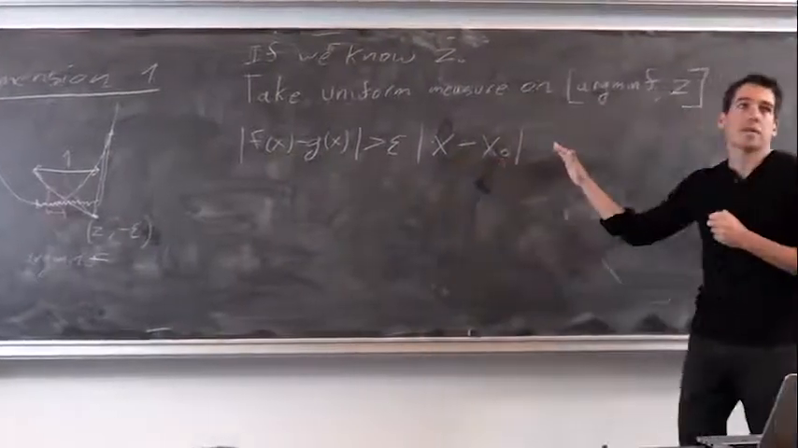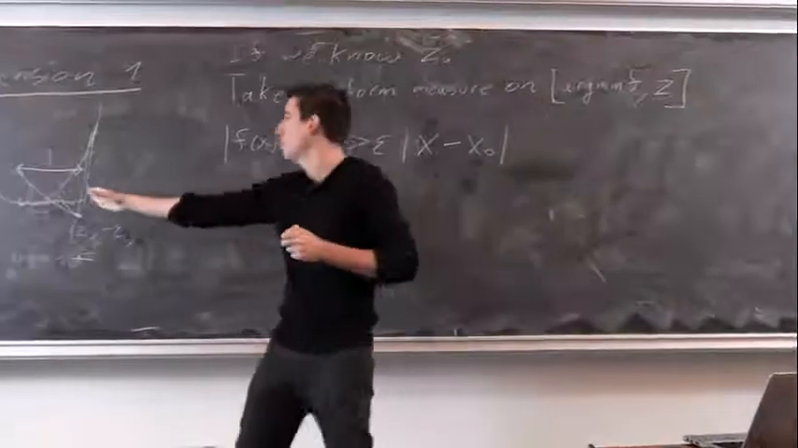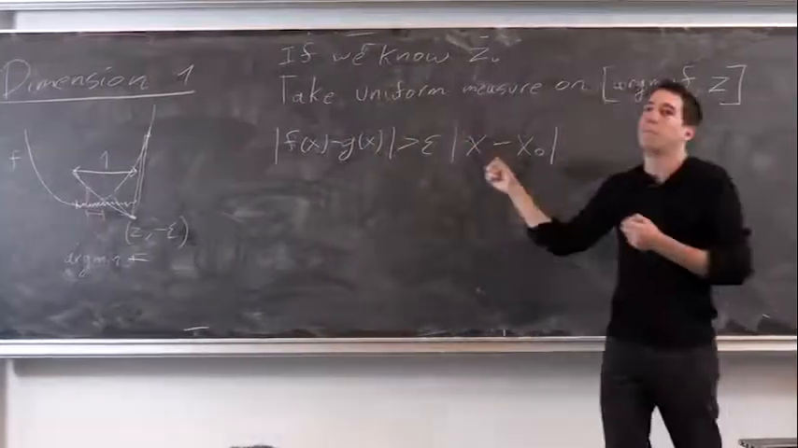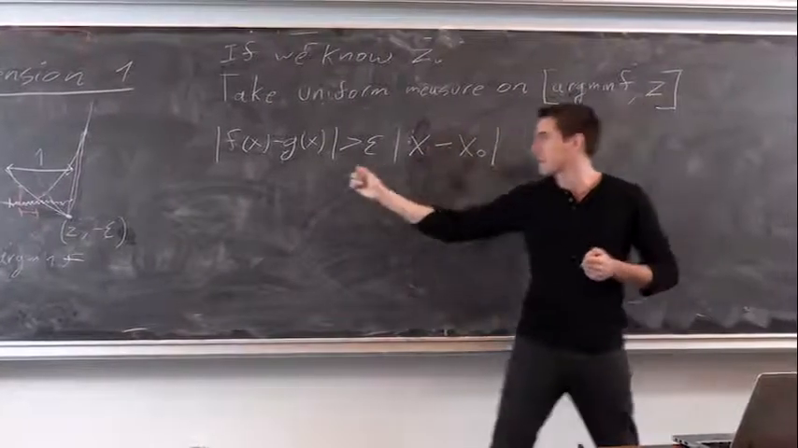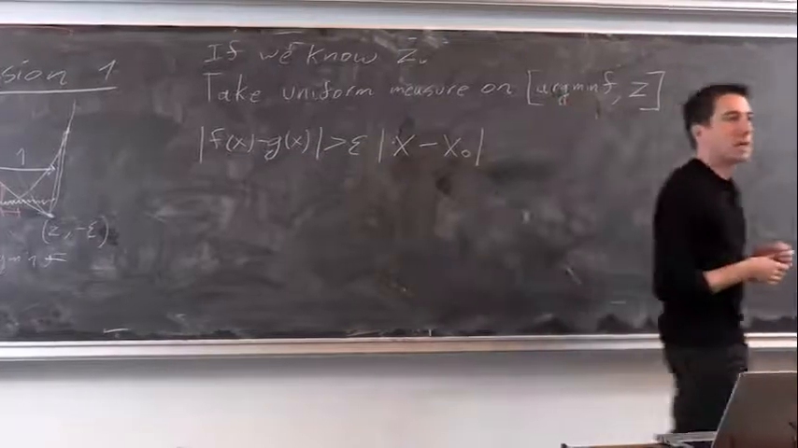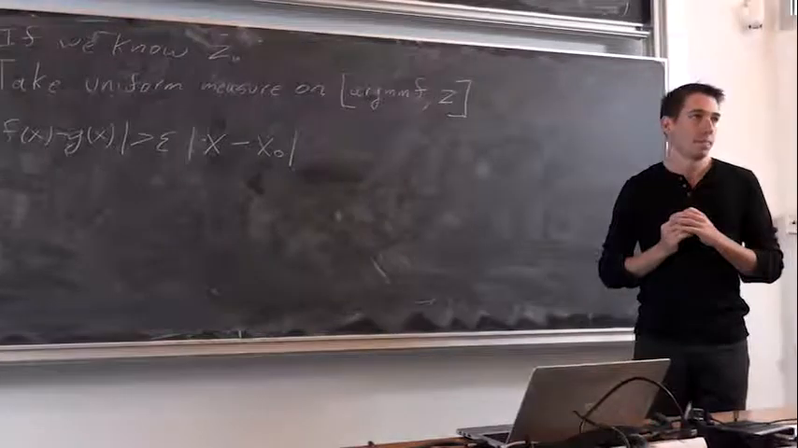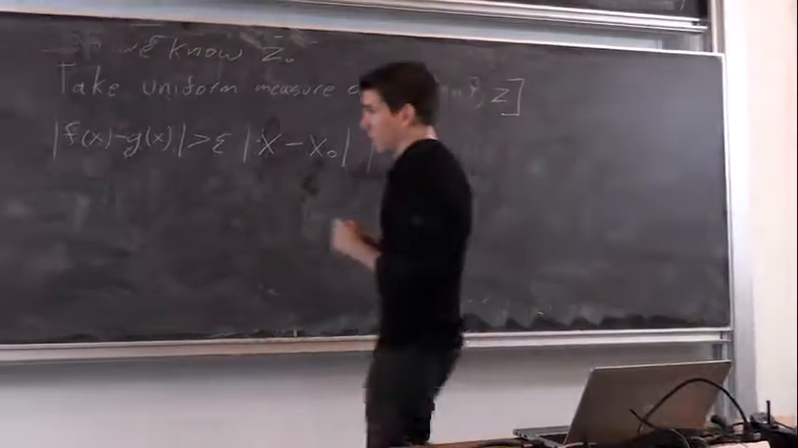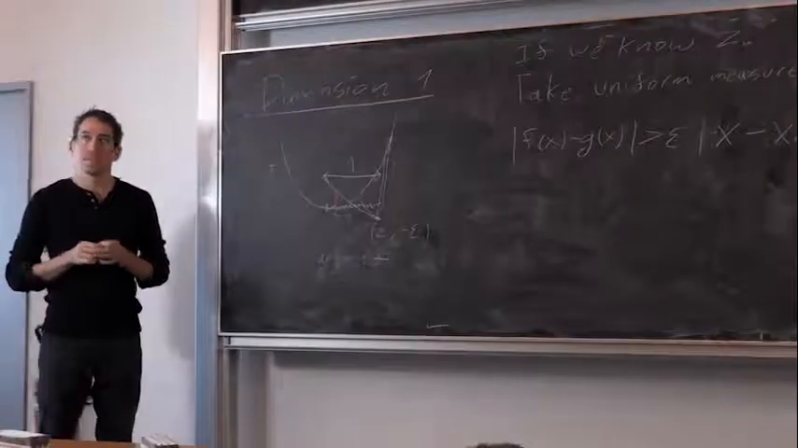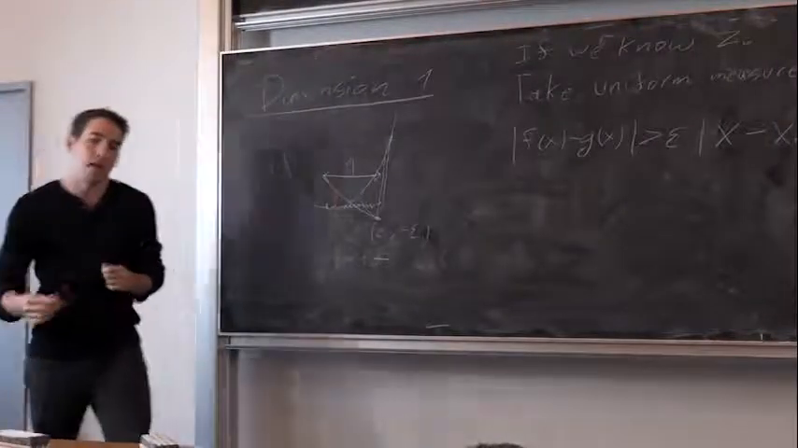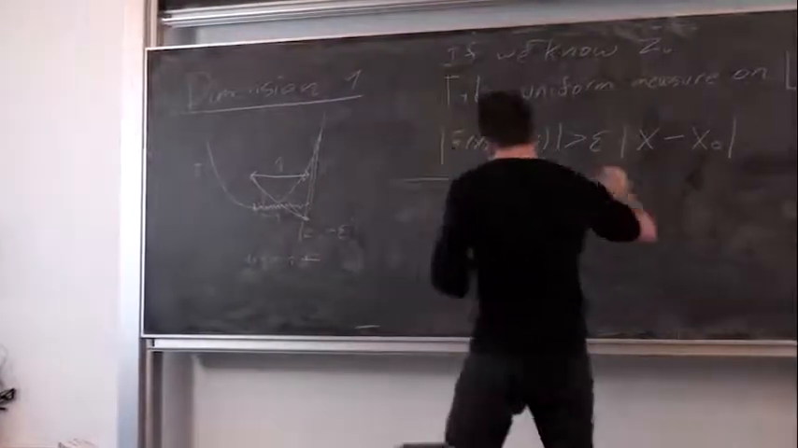And, okay, you agree that once we know that, then if we take mu to be uniform, then a typical point will have that this distance is constant, which means that f of x minus g of x is at least constant times epsilon. And we're done. Okay, so this is fine as long as we know where z is, which of course we don't.